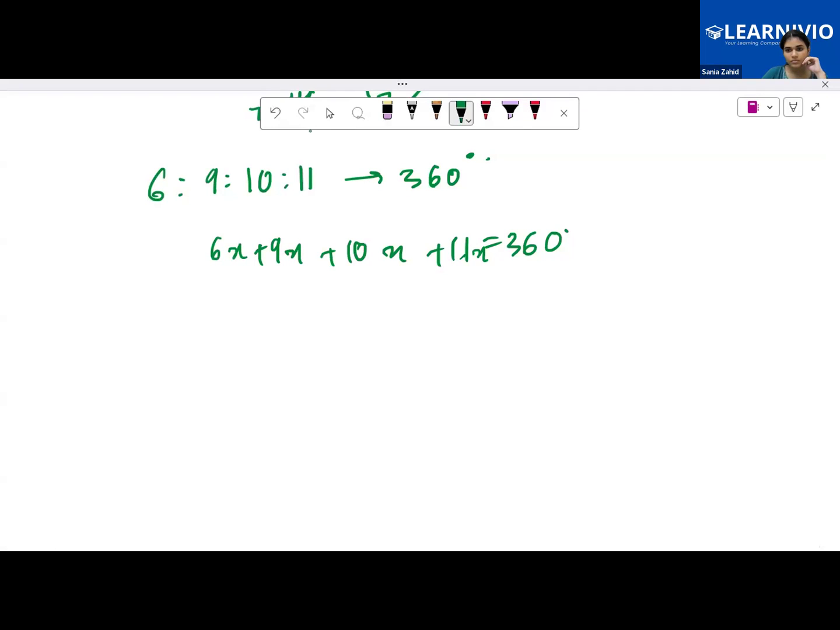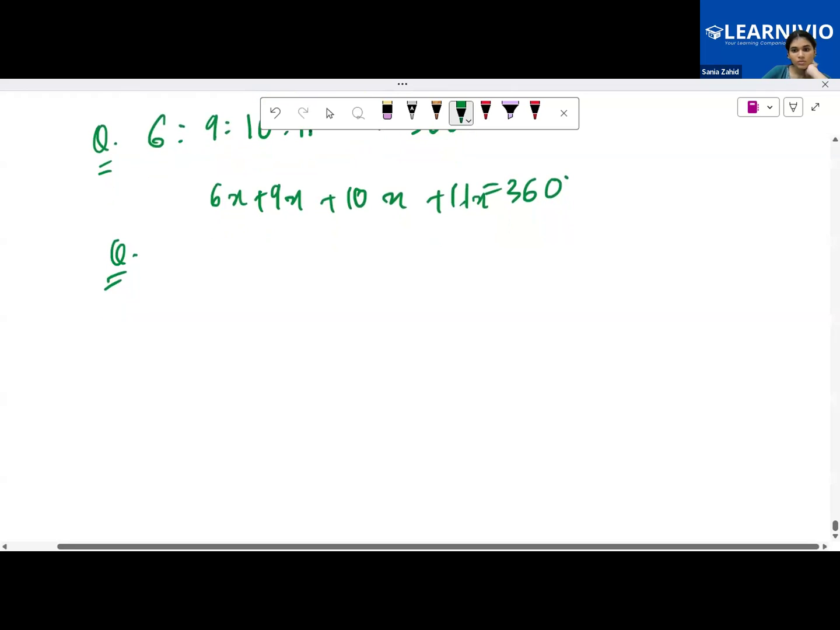Ma'am, and last question: each interior angle of a regular polygon is a specific number. Find the number of its sides. So just this much is the question? No, there must be more to the question. Read the question again. Ma'am, 140. Yeah, so why are you saying specific number? 140 is given to you. Each interior angle is 140 degree.